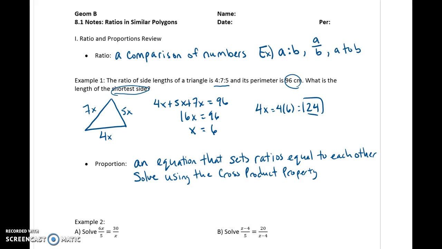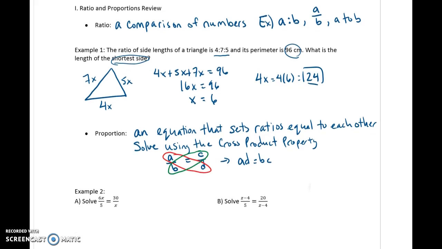So if we have some proportion A over B, and let's say that is equal to C over D, to cross multiply, we're going to multiply along those diagonals. So I'm going to multiply A times D and then B times C. Then we can create an easier equation to solve: A times D equals B times C, and then I can divide or do whatever I need to do to solve that equation.